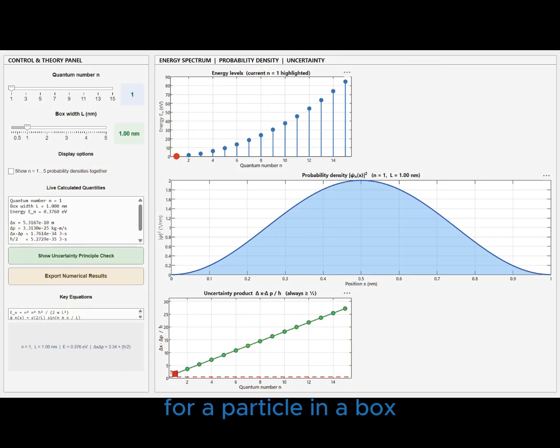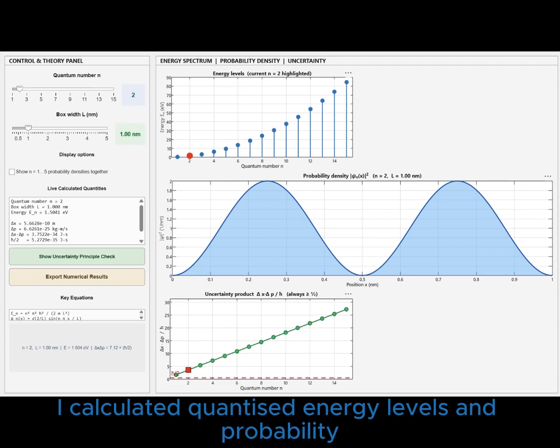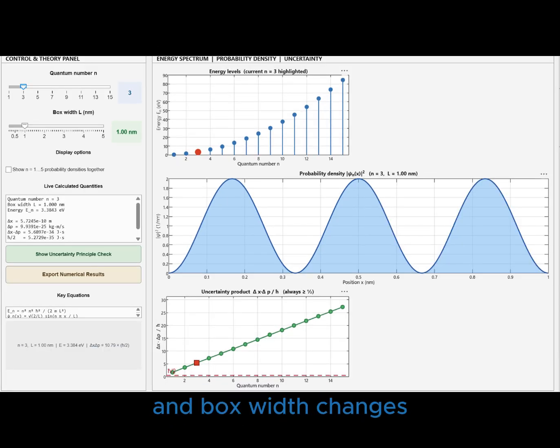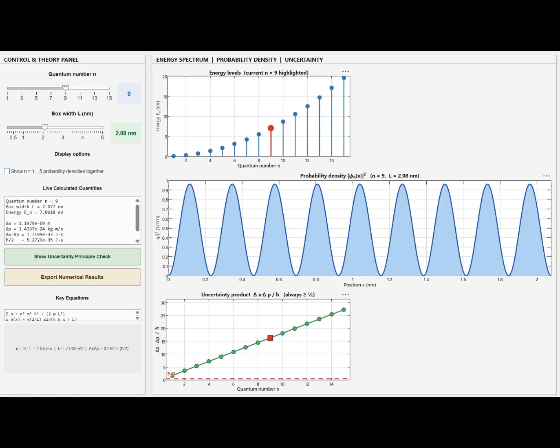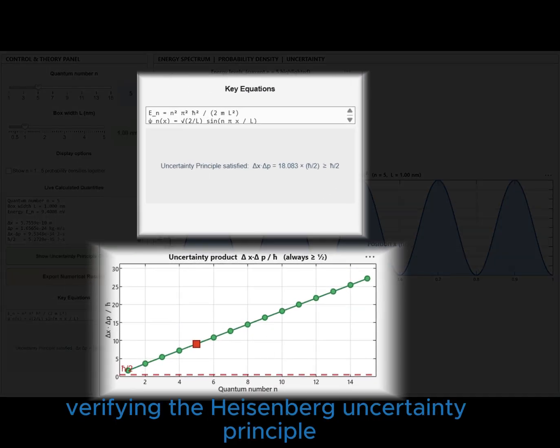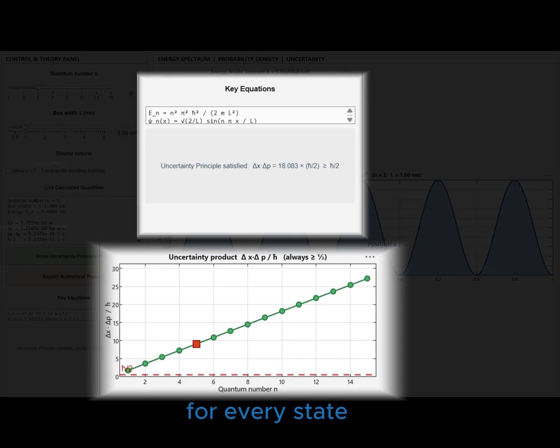For a particle in a box, I calculated quantized energy levels and probability densities as a quantum number and box width changes. I also computed delta x times delta p, verifying the Heisenberg uncertainty principle for every state.